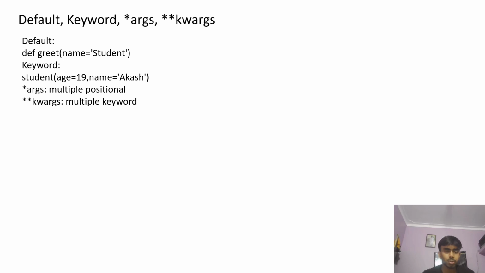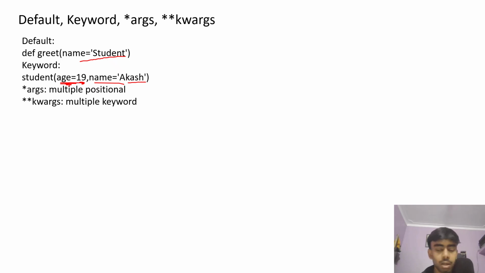Over here we are going to understand what is keywords, what is args, meaning arguments, and what is kwargs. A keyword is when you have assigned a value to a parameter's variable name, like with age you are defining 19, with name you are defining Akash. This happens when you are calling something. At that time, it acts as a keyword.